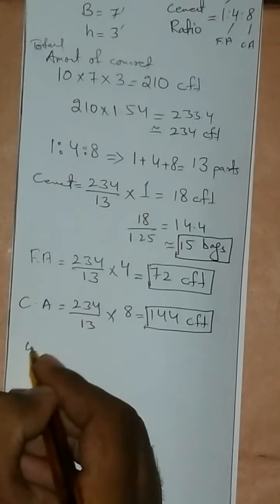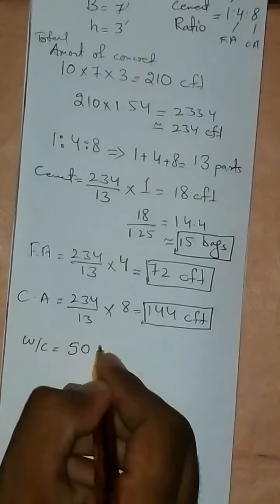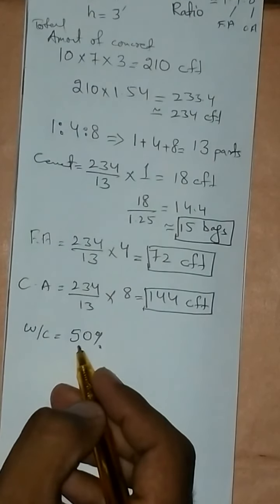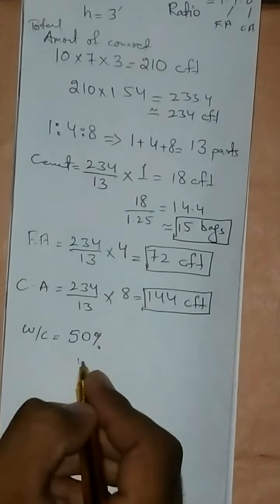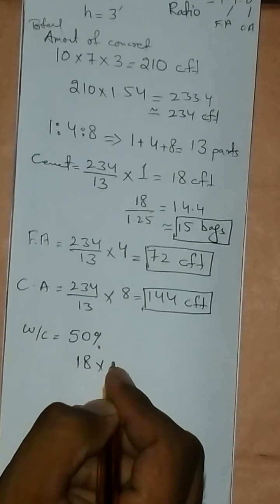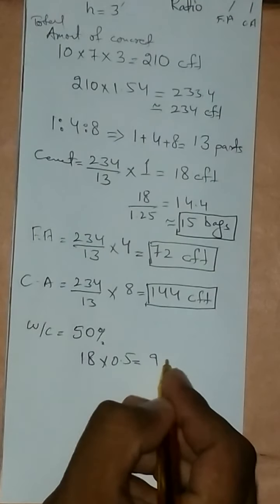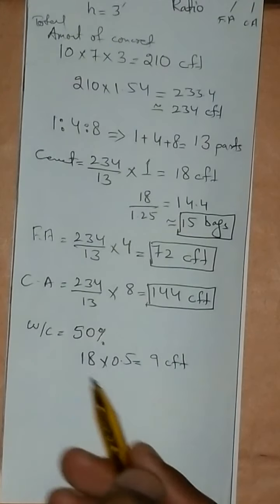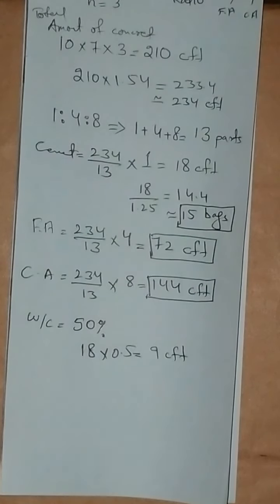Okay, now for example, taking the water cement ratio. For example, the water cement ratio is 50%. Now how much will it be? Cement is 18 CFT, so 18 multiplied by 0.5 means 9 CFT, which can be converted into grams or any other unit to get the proper amount of water. So we are done with the topic of batching. Thank you.